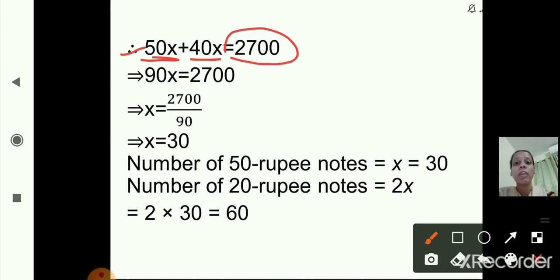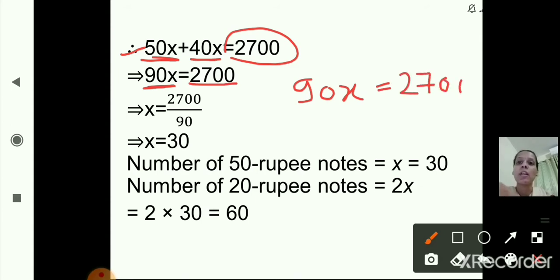Now we'll start solving. 50x plus 40x, 50 plus 40, that is 90x, is equal to 2700 on the right hand side as it is. Now 90x is equal to 2700. So 90x means 90 multiplied by x is equal to 2700. Now this 90 will go on the right hand side, so it becomes divide, because here 90 into x is in the form of multiplication. So when it goes on the right hand side, it becomes divide.